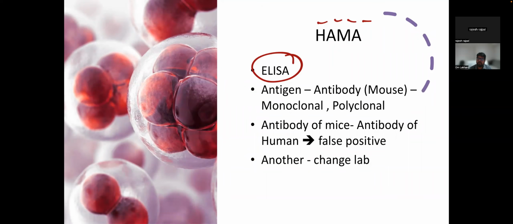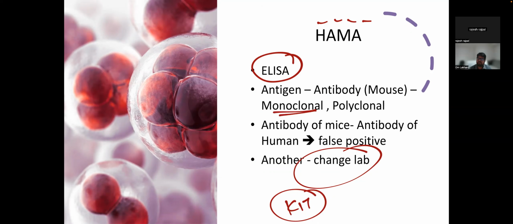So what you can do in that situation, if you suspect that the patient possibly has HAMA, is very simple: you can change the lab or you can change the kit, especially if you have monoclonal kits. You can use another type of monoclonal kit. Monoclonal kits are more expensive, so a lot of labs use polyclonal kits. But if you have a monoclonal kit, it is derived from a single mouse.